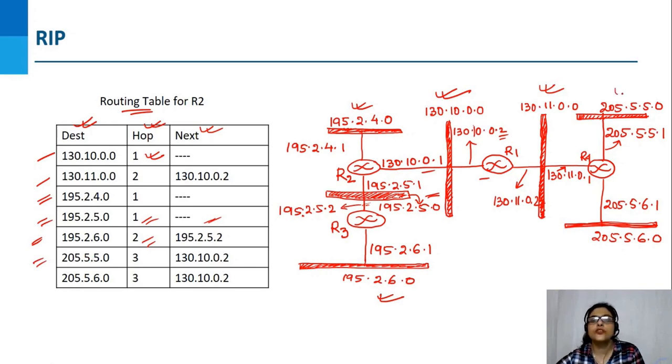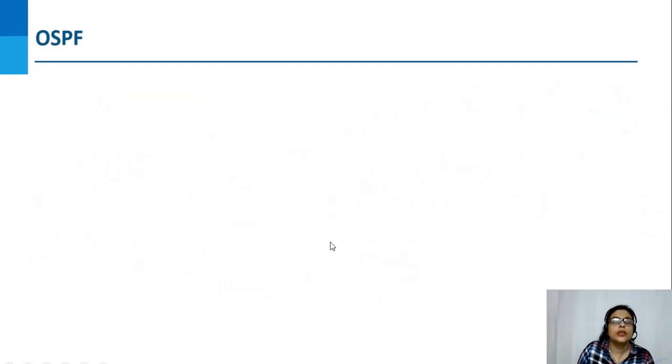In order to go to 205.5.5.0, which is here, it requires three different links, and the next node will be 130.10.0.2. In order to go to 205.5.6.0, it can again go via three links, and the next link will be 130.10.0.2.